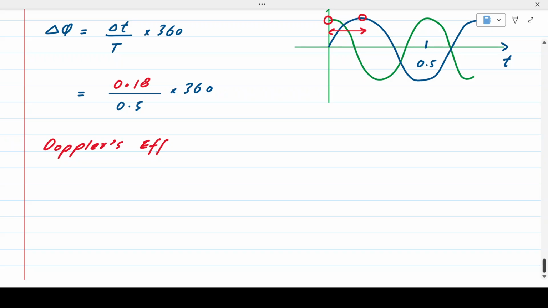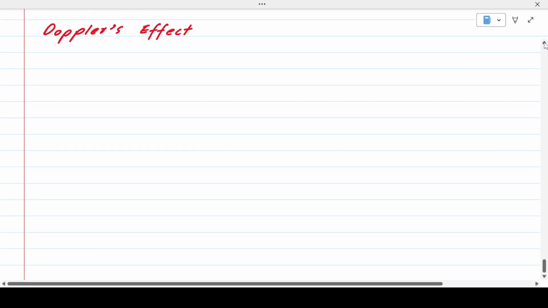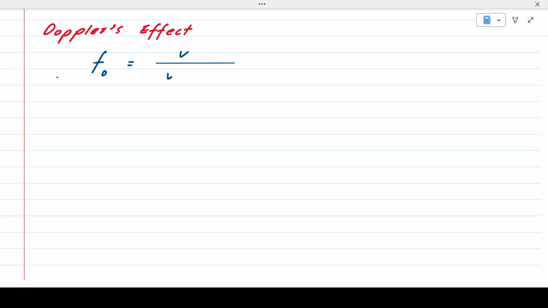There you have Doppler's effect. So where do you use it? Whenever there is relative motion between source and observer, then the observed frequency is different from the source frequency. The formula is given on the data sheet also: V over V plus minus Vs into Fs.